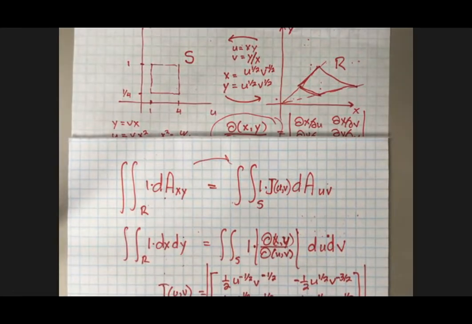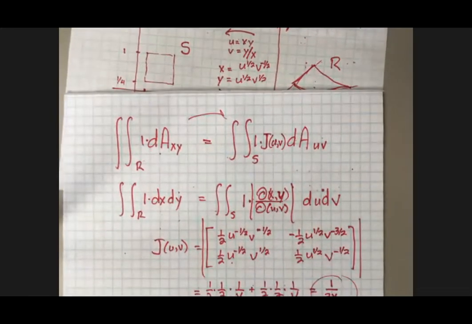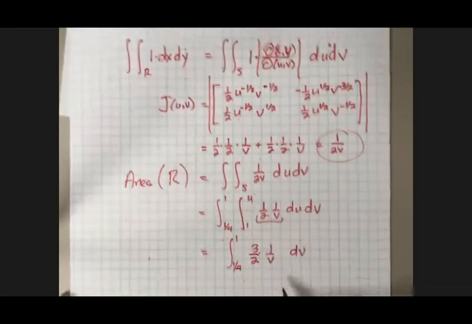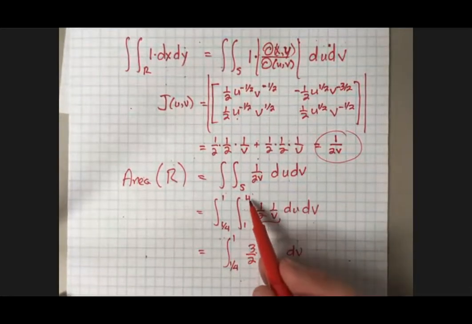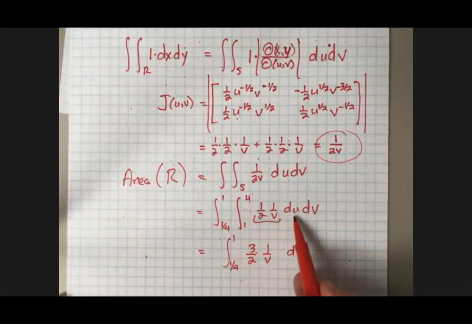Now, with respect to u, this is just a constant. So I get u times this constant from 4 to 1. Remember, I'm integrating a constant over an interval. The length of the interval is 3, so I get 3 times the constant. And now I integrate this with respect to v. So this is just 3 times this constant because I'm integrating with respect to u. And this is constant with respect to u.